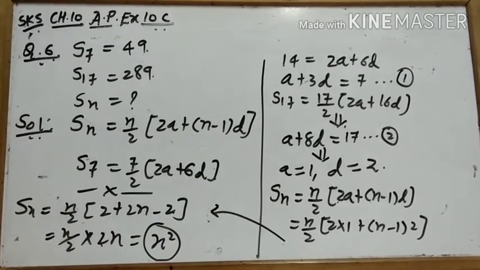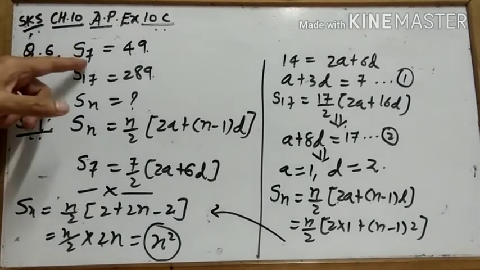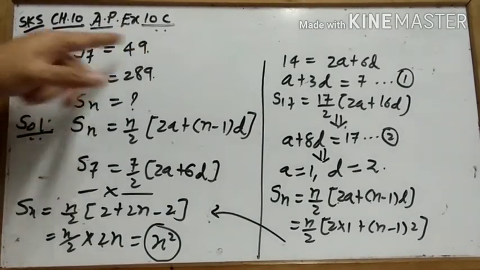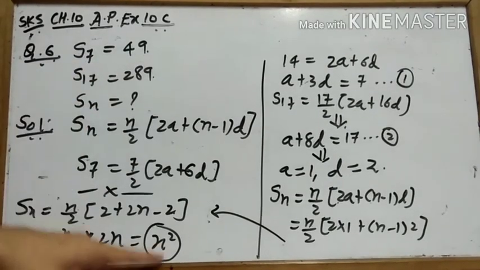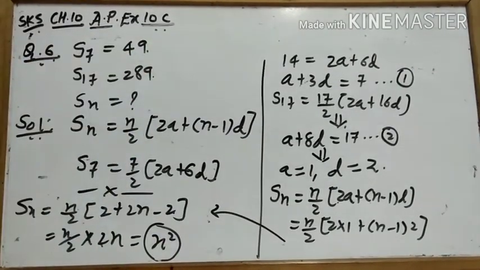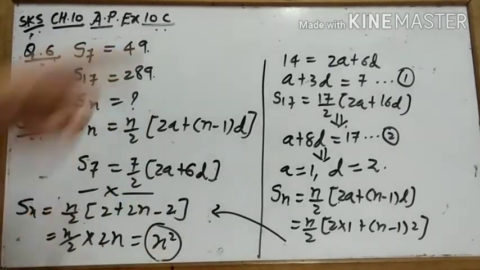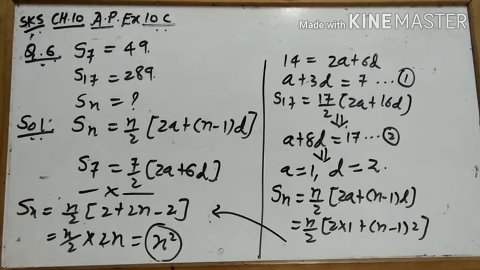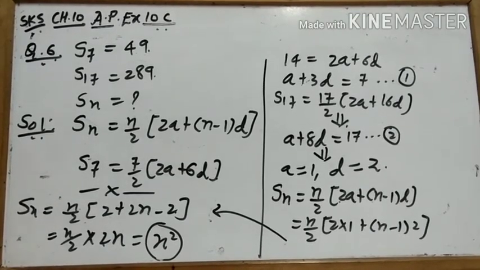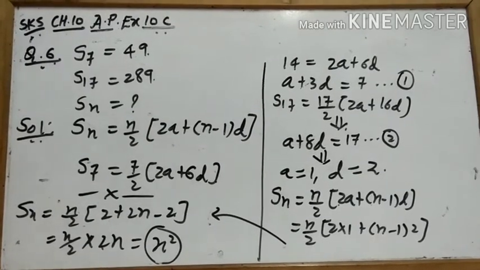And my dear friends, you can verify whether your answer is right or wrong. Just check it out. S7 is 49, and S7 should be n square. n is replaced by 7 in this case. 7 square is 49. S17 is 17 square, and 17 square is 289. So we have verified our answer also. It's not a difficult one, it's a little different one. I hope you'll be able to understand it easily.